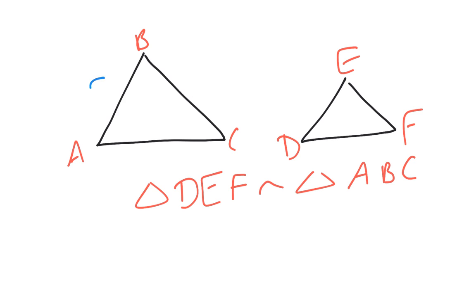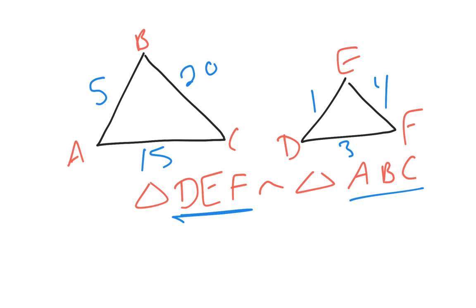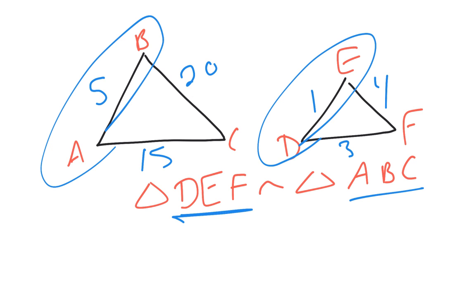So this one might be 5. This is 20. And then this one is going to be 15. This one's a 1. This is 4. And this is 3. And it's going to ask you for the similarity ratio of the sides of DEF to ABC. So match up the sides. So this DE matches up with AB.